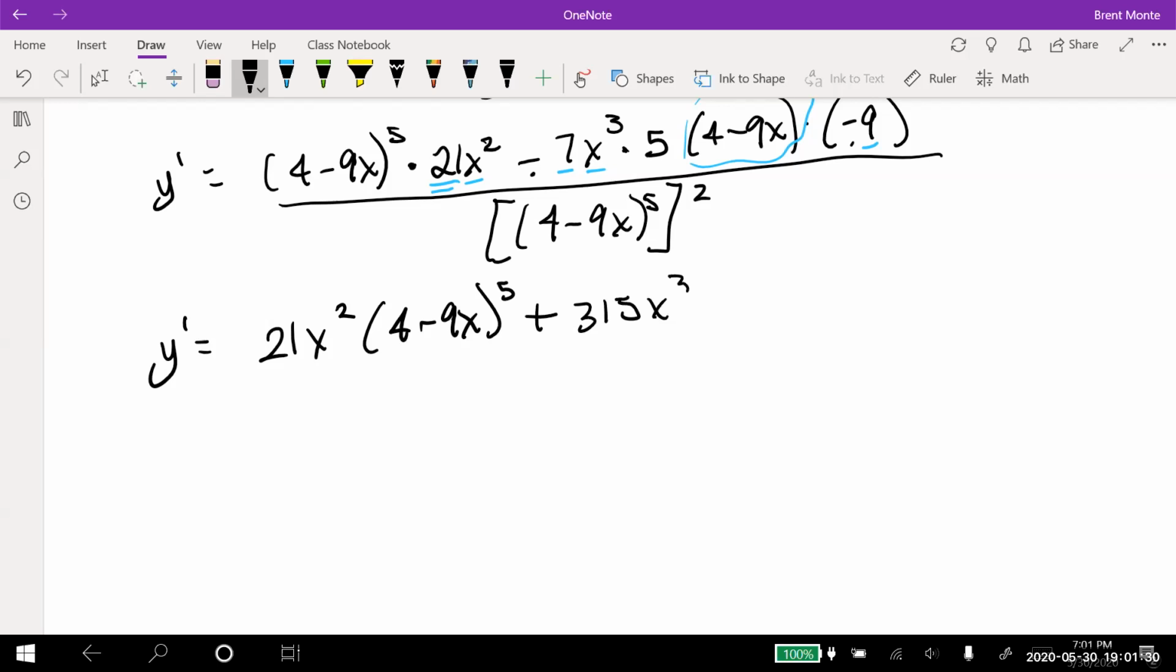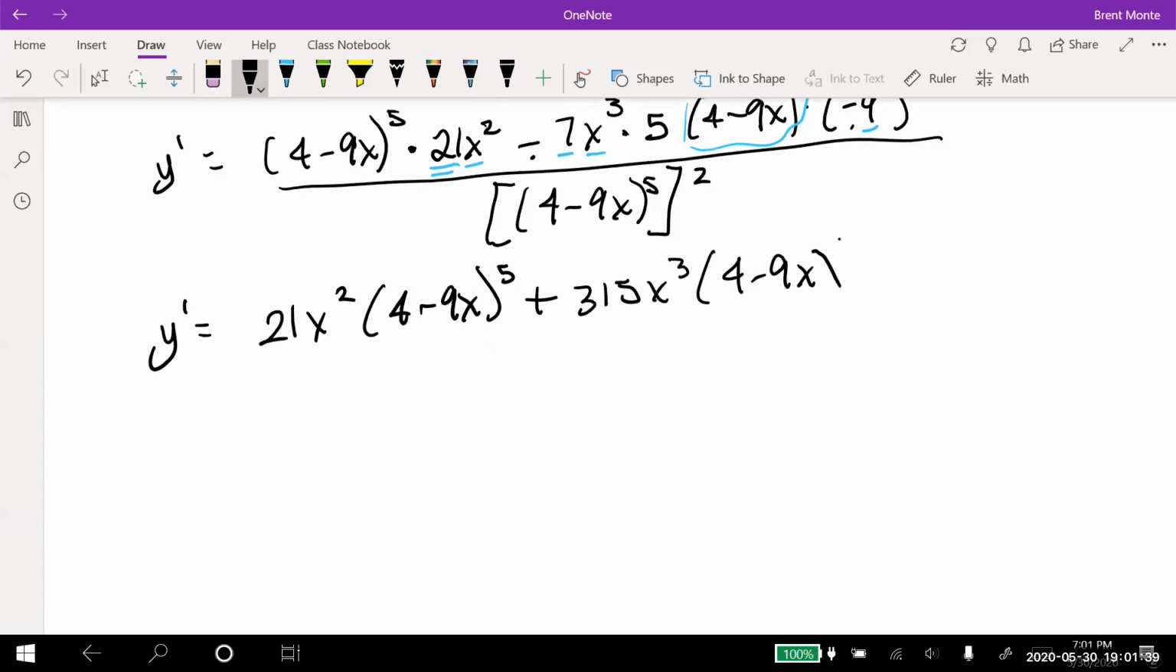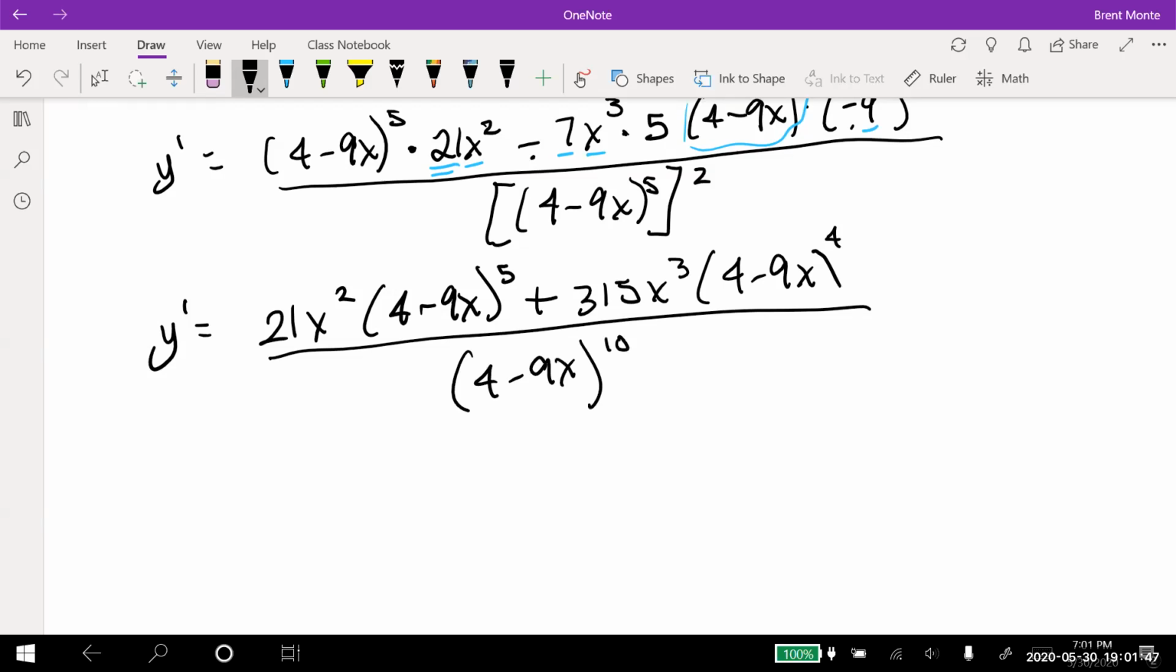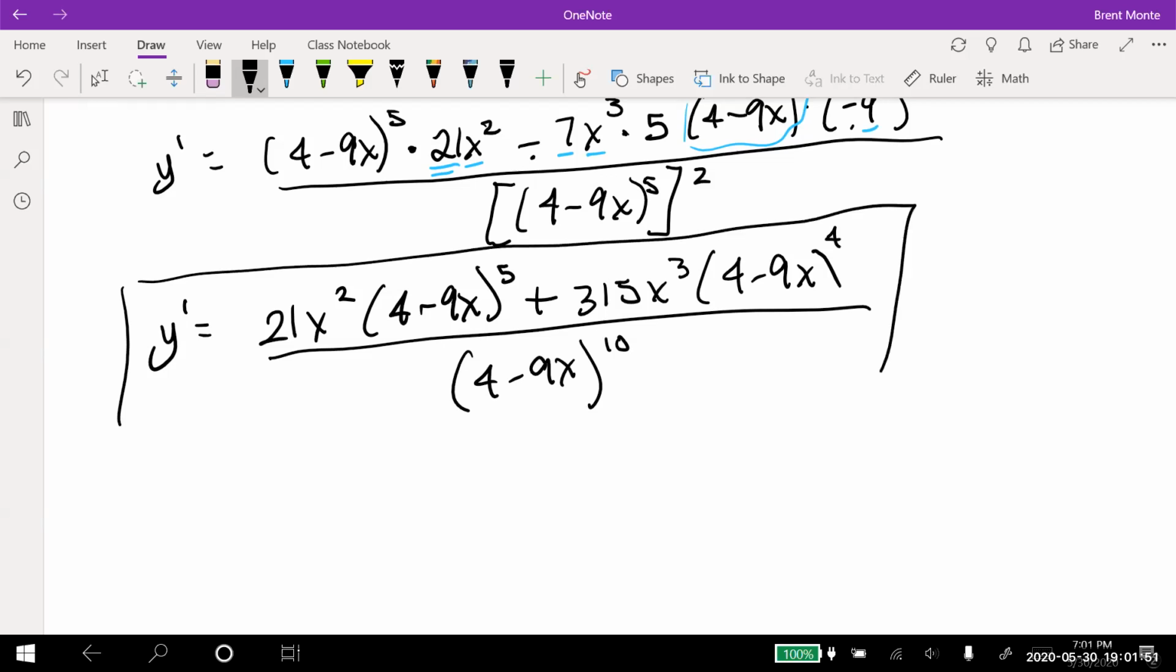x to the 3rd times 4 minus 9x to the 4th power, all divided by 4 minus 9x. Remember, I multiply exponents. 5 times 2 is to the 10th power. This is the derivative. I haven't done any algebra. I've just simplified the top. Some authors will let you keep that as your answer.